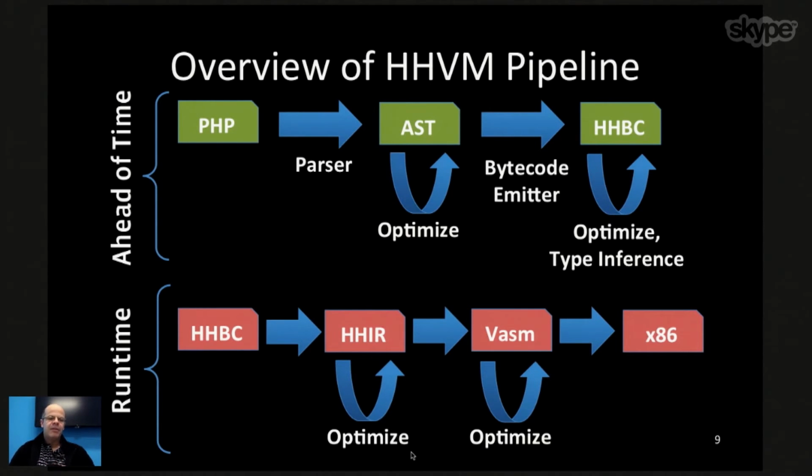One important thing here is that the bytecode is still untyped. Even though we do type inference ahead of time, that's opportunistic, trying to infer types as much as we can, but we don't require that. However, at the HHIR level, things are typed. We need type information in order to do a good job at that level, and I'm going to talk about how we obtain such type information next. This is an overview of the pipeline. I'm not going to go into the details of everything here. There's a lot going on, but hopefully this gives you an idea.